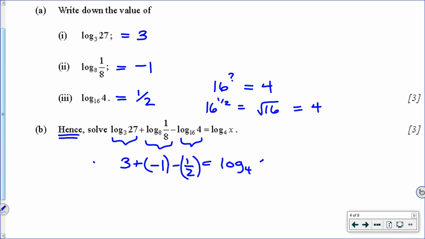So now I have an equation all filled in except for that x there at the end, and we'll be able to solve this. Let's simplify the left side of this equation. 3 plus -1 is 2. 2 minus 1/2 is 3/2. 3/2 equals log base 4 of x.